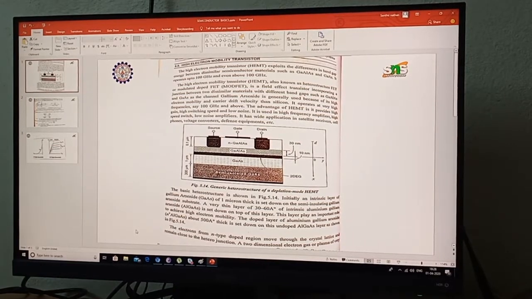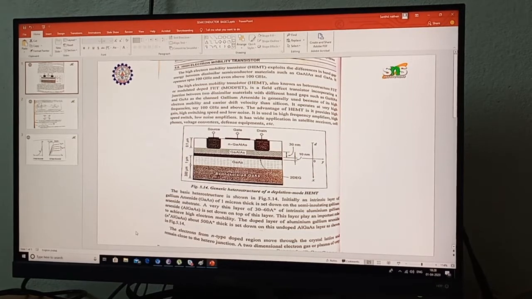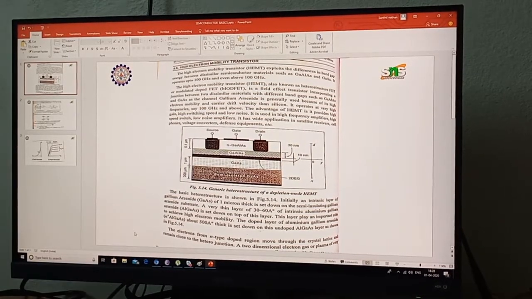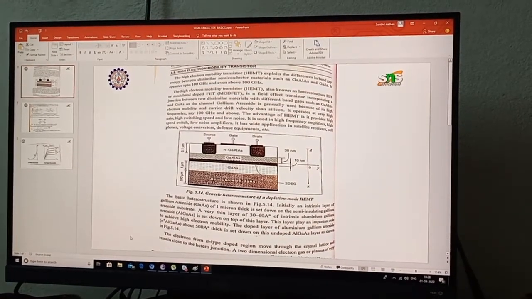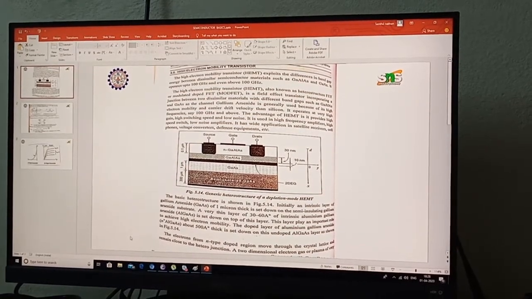It operates at a very high frequency range, that is up to 100 gigahertz and above. That's why we are choosing the high electron mobility transistor unit. From this, the electrons from the n-doped region move through the crystal lattice and they remain close to the heterojunction.